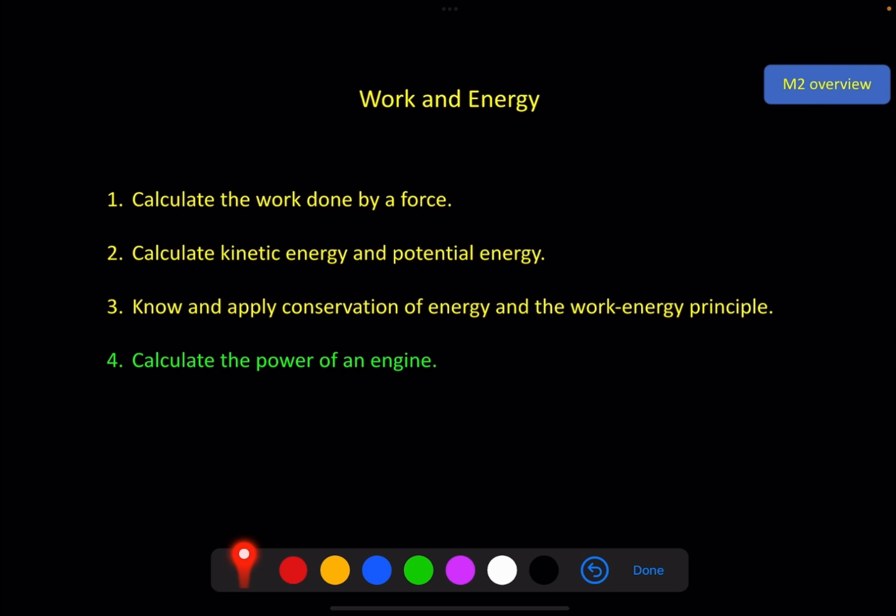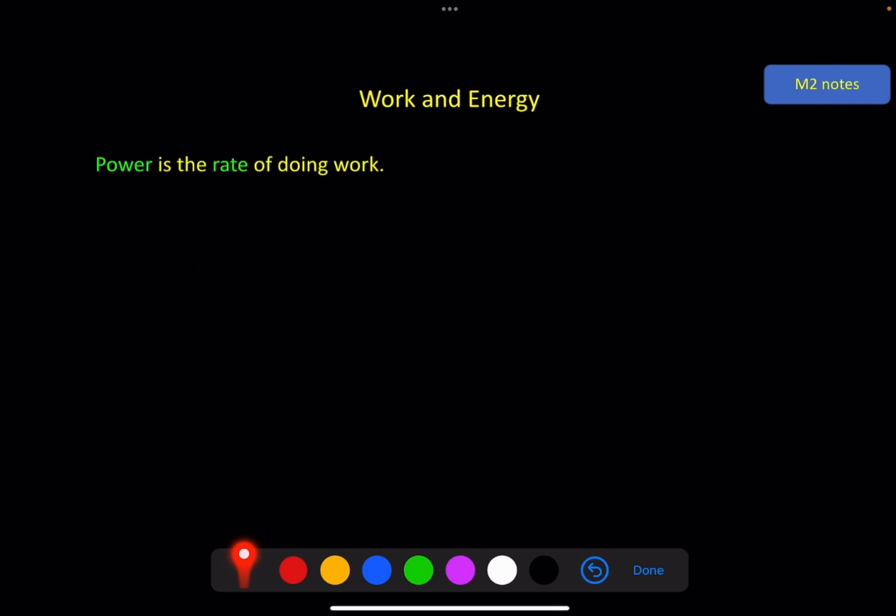In this video though, we're going to focus on the power developed by an engine. Power is the rate of doing work. What that means is the amount of work you're doing in a given time period.